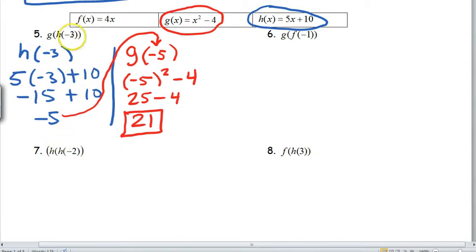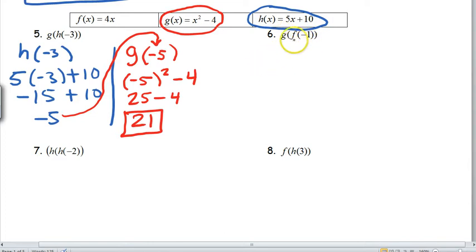Or some kids would plug in -3 twice. They would plug in -3 to h and get -5, and then they'd plug in -3 to g and get some other answer, and they'd give me those two answers. That is not the thing to do. You plug the number into the inner equation, get an answer. You take that answer, put it into the second function, and whatever you get is the overall answer to the question. Only 21 is the answer.